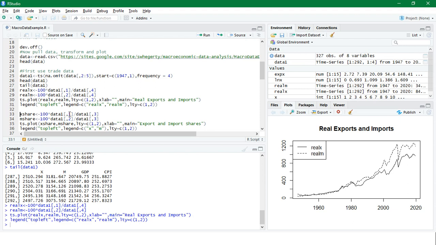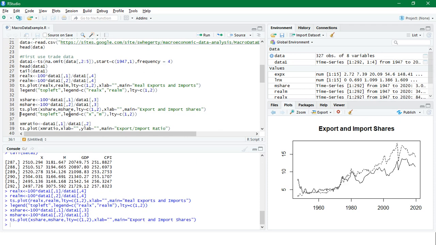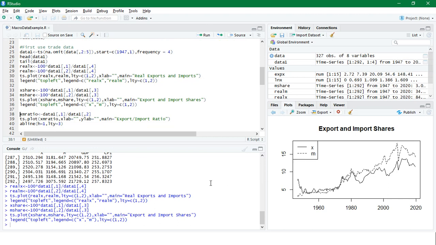I'm going to do this again with shares of GDP. And so now, rather than dividing by CPI, I'm dividing by nominal GDP. I make exports and imports share, and then I plot both of these. All right. And again, somewhere here you can see that exports and imports are 15% of GDP or the like.